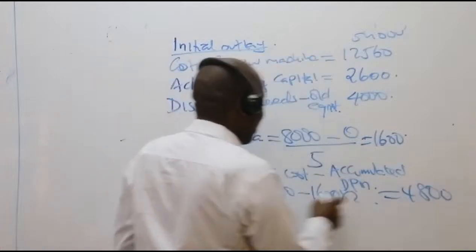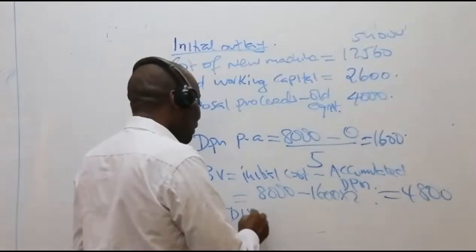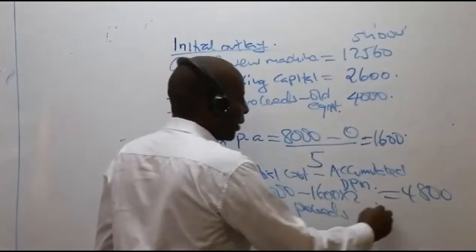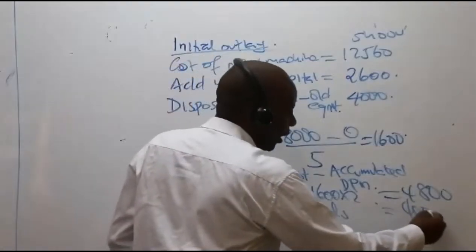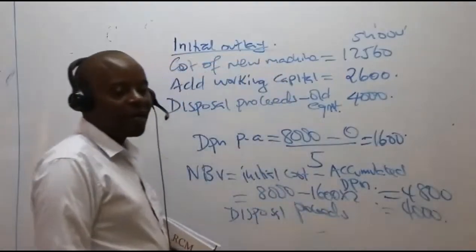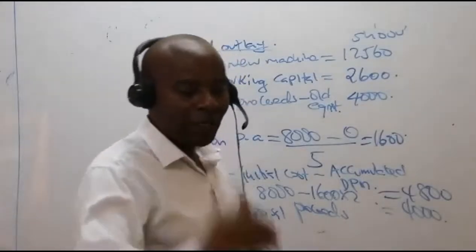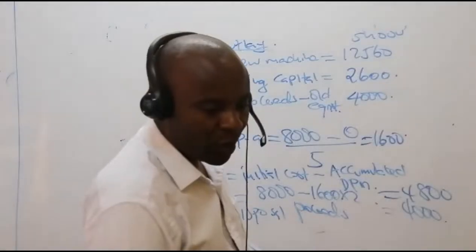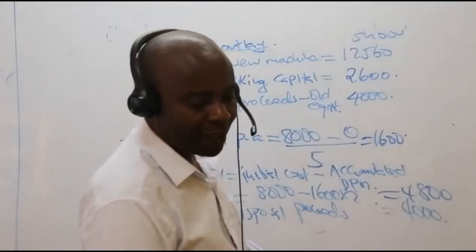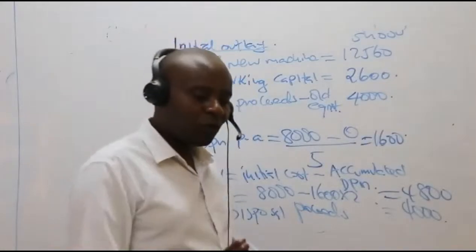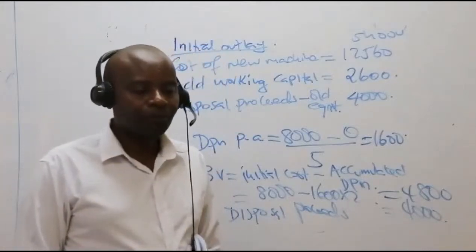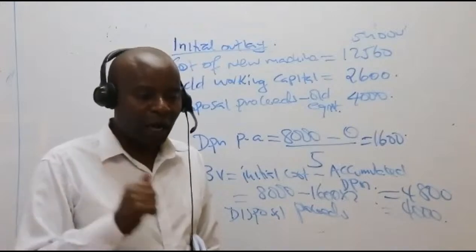4,800. But now remember that this person wants to buy this machine at disposal proceeds lower than what our machine is worth value-wise. So I can see a loss there. So are we together, first of all, up to there?